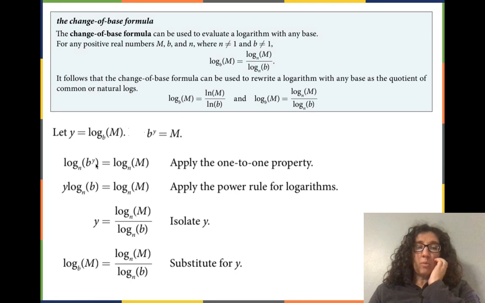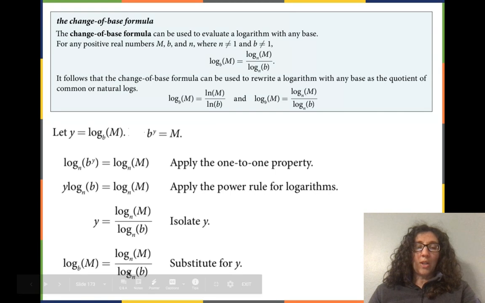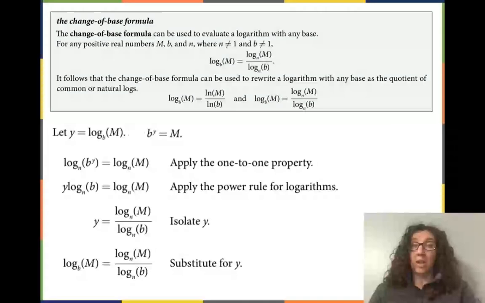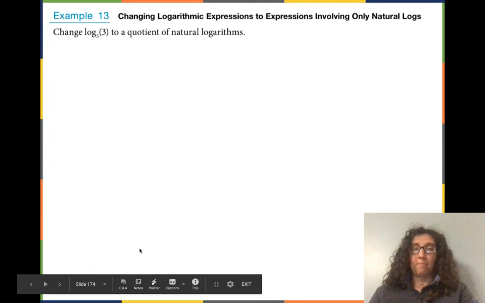Now we're going to use the exponent property, or the power property, bring y out front. So now we divide. We say y equals log base n of m divided by log base n of b. Well, what is y? y is log base b of m. So that's where this comes from. Again, we're just going to use it. We're not going to ask you to recreate that sort of proof of why it works.